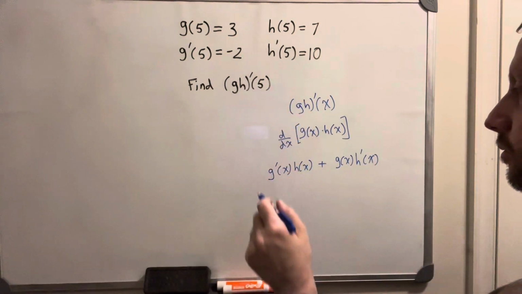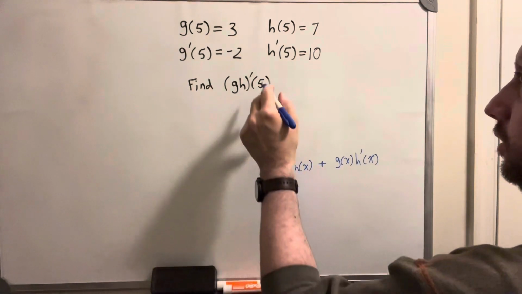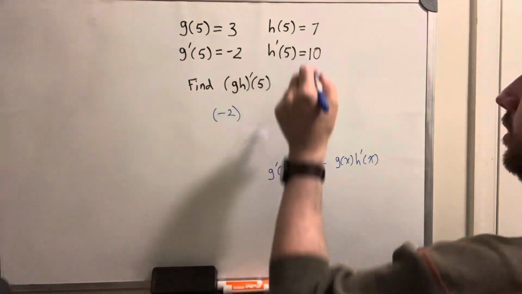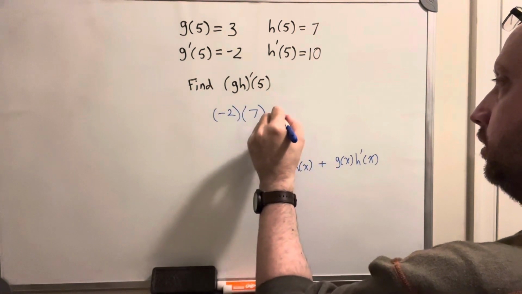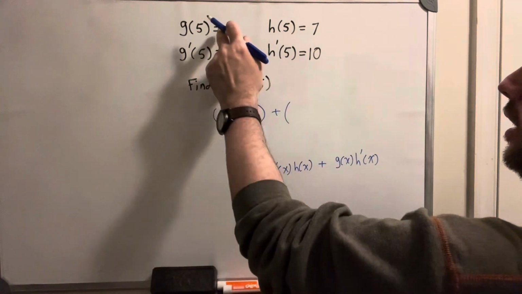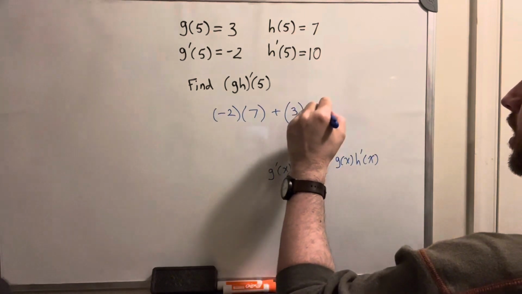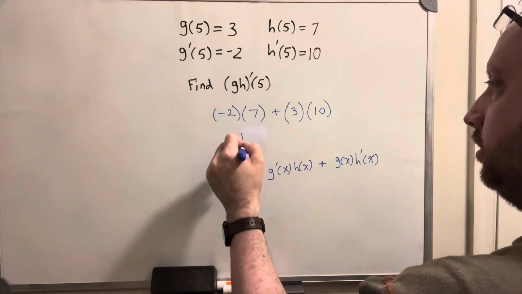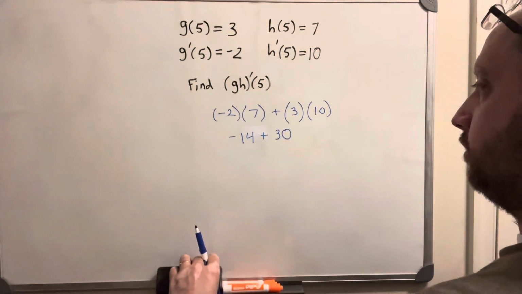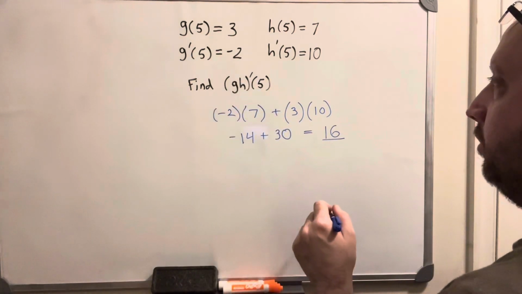So going back to this problem, what would this be? What is g prime of 5? So we're talking negative 2. What is h of 5? It's 7. We're going to add. So now we want to flip the derivatives we're doing. So what's g of 5? We're given that that's 3. Now we want to take the h prime of 5, which is 10. Okay, what do we have here? Negative 14 plus 30. Can you do that? What's 30 minus 14? Would it be 16? So gh prime of 5 would be 16.